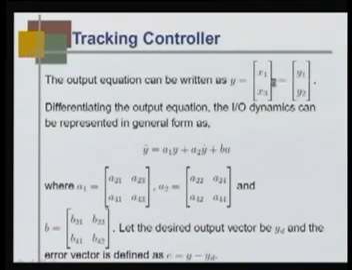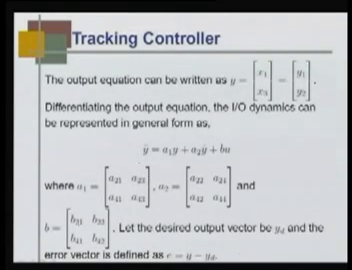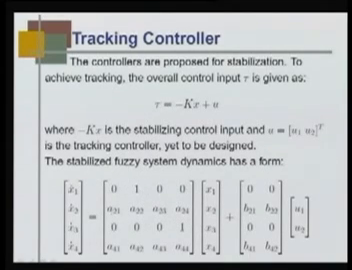Using this equation, the y double dot, which is x 2 dot and x 4 dot, if I assume x 1 and x 3 is my y, then x 2 is x 1 dot and x 4 is x 3 dot. Using that principle I can write y double dot is A1 y plus A2 y dot plus B u, where A1 is given by the matrices with entries a 2 1, a 2 3, a 4 1, a 4 3, and A2 with entries a 2 2, a 2 4, a 4 2, a 4 4.